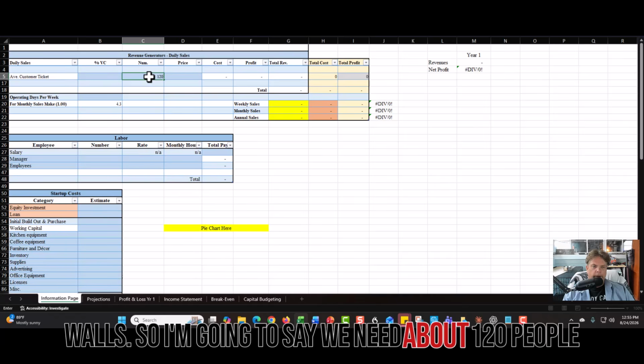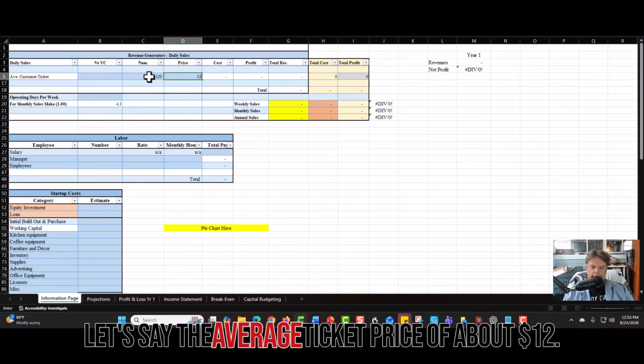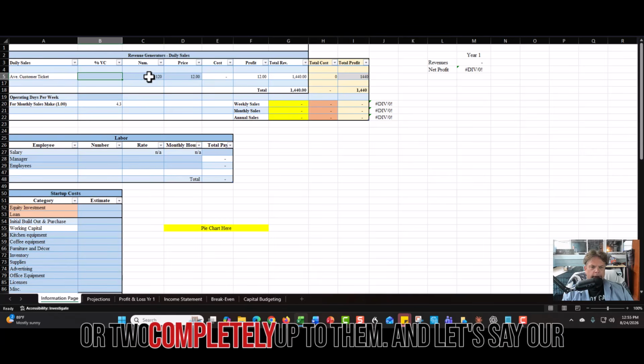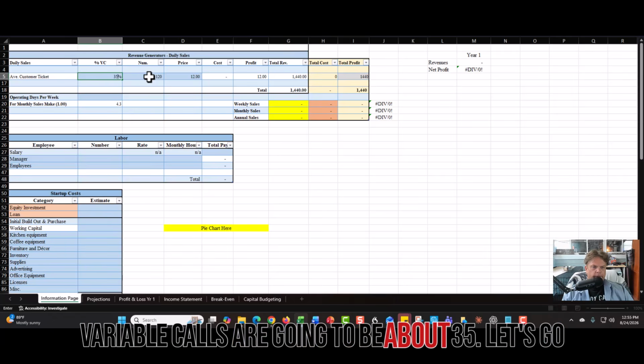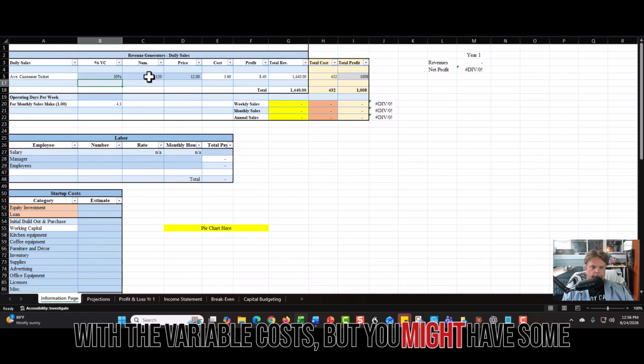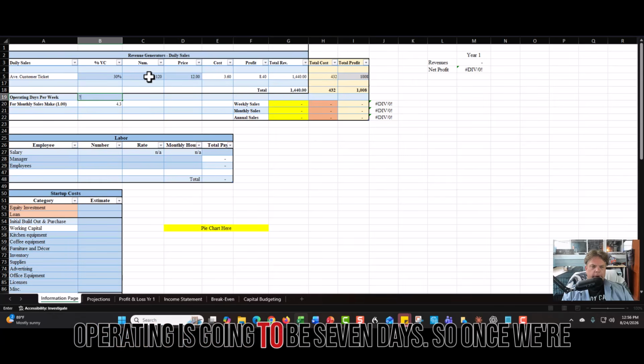I'm going to say we need about 120 people to walk in our door for our coffee shop on average. Let's say the average ticket price is about $12. People like to buy their coffee and maybe a snack or two, completely up to them. Let's say our variable costs are going to be about 35. Let's go with about 30%. Coffee is relatively low with the variable cost, but you might have some food in there. So we'll go with 30%. Operating is going to be 7 days.